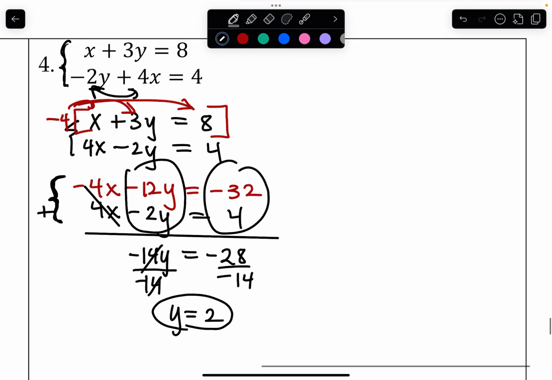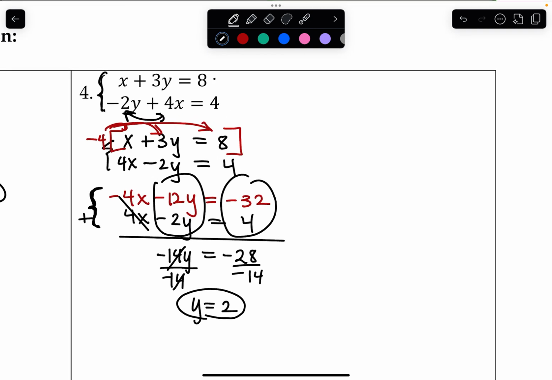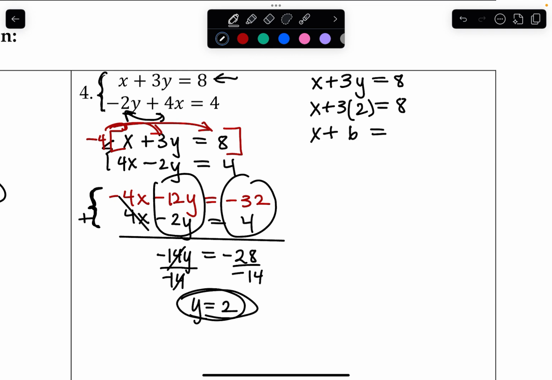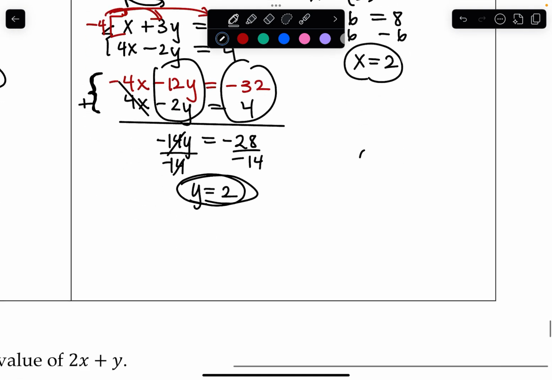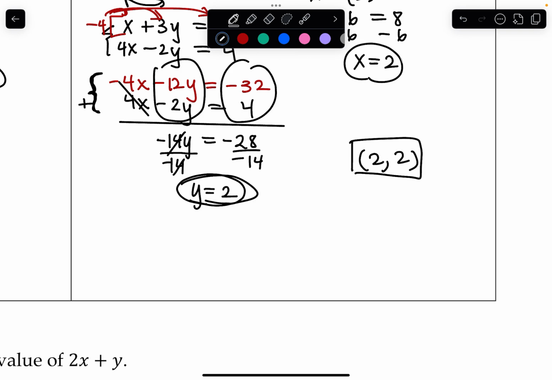Go back to the beginning and pick your favorite equation. I like this top one the best, but either one will work. x plus 3y equals 8. And then now we can replace the y. Be careful. Don't replace the x. We found y. And so x plus 6 equals 8. Subtract your 6, and we get x equals 2. And so my final answer is 2, 2 as an ordered pair.